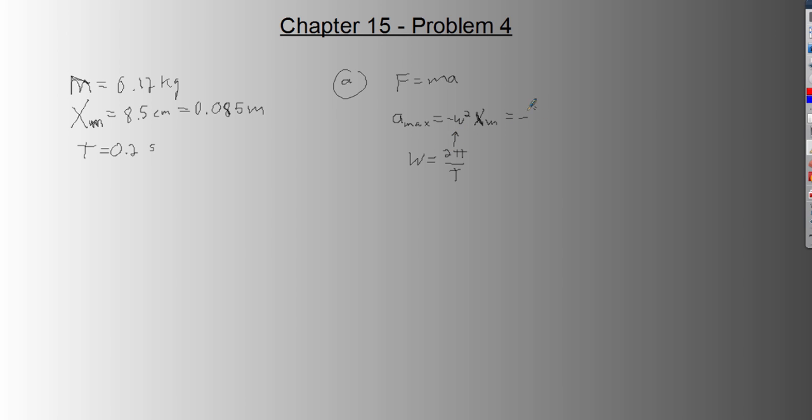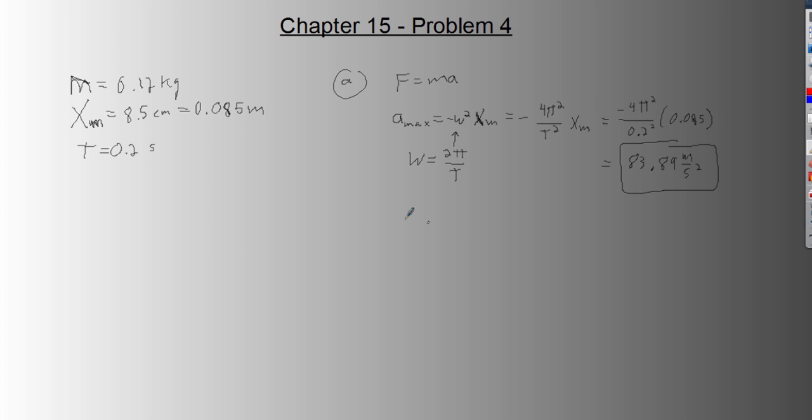So we get negative 2 pi squared, which is 4 pi squared over T squared, times x m. And we know everything in here. Negative 4 pi squared over 0.2 squared times 0.085, and so that equals 83.89 meters per second squared. Piece of cake.